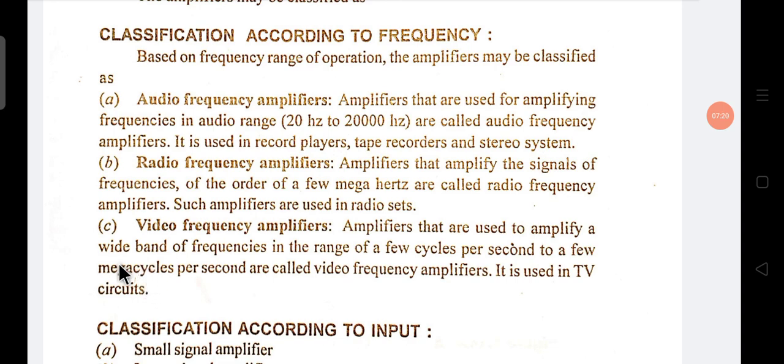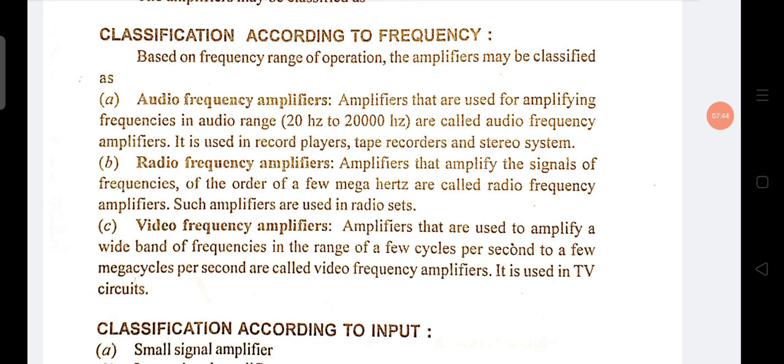So here cycle per second is hertz, or frequency. So the video frequency signal range is between some hertz to some megahertz. The amplifier used in that range is called a video frequency amplifier, and it is used in the TV circuit.